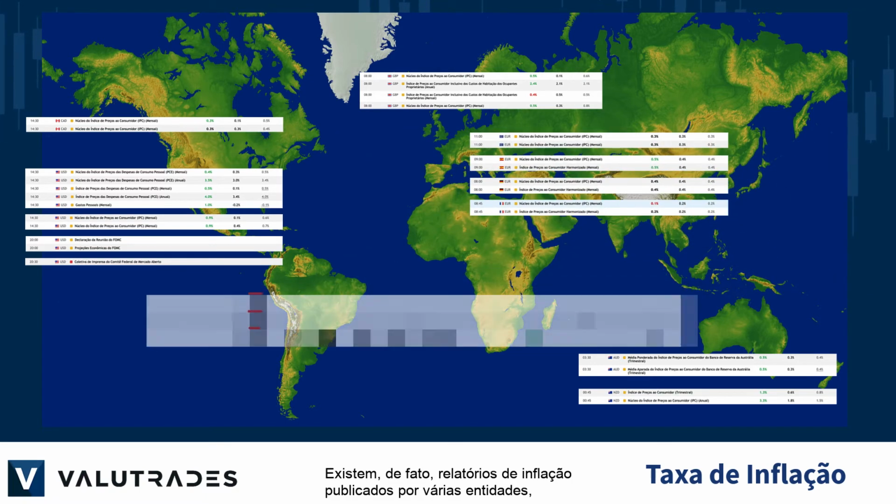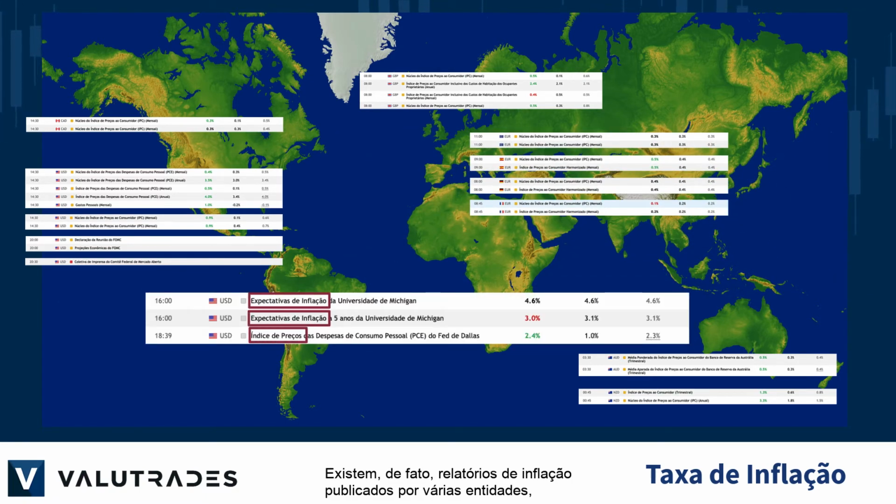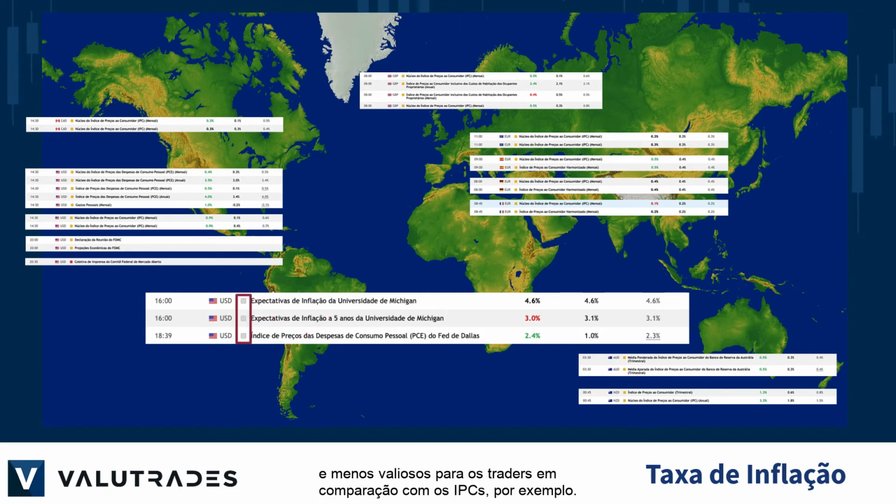There are, in fact, inflation reports published by various entities, but they are usually posted as low impact and less valuable to traders compared to CPIs, for example.